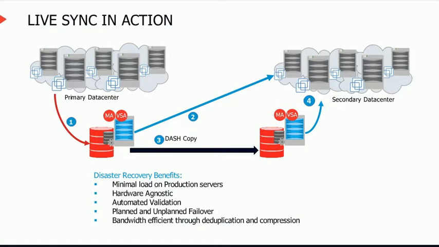Planned failover tests the failover process with the latest capture of VM data, and unplanned failover is used in the event that the primary site is unavailable. This option disables LiveSync and powers up the destination VM at the DR site with the appropriate network connections and IP addresses. And finally, deduplication and compression reduces the amount of data that needs to be transferred over the WAN.